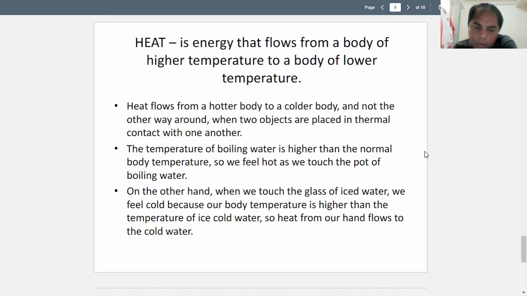On the other hand, when we touch a glass of ice, we feel cold because our body temperature is higher than the temperature of the ice cold water. So heat from our hand flows to the cold water. We put our hand in a bucket full of water with ice, and you'll notice that you feel cold, because again you lose heat to the cold water.